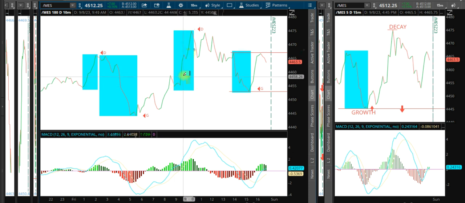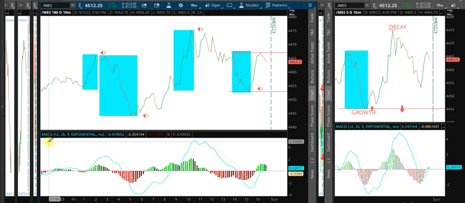If you find another fractal top, it could reverse and go back up. Or if you find another fractal bottom, it could reverse and go down. One way to overcome that problem is using indicators.